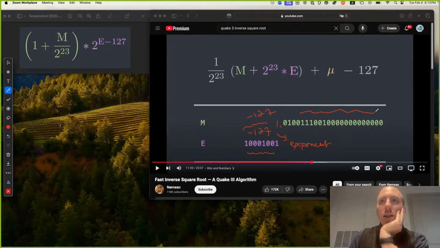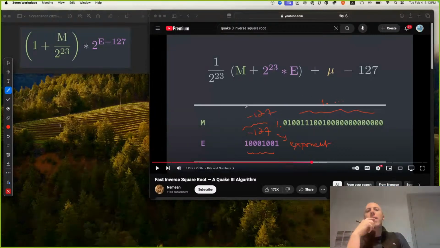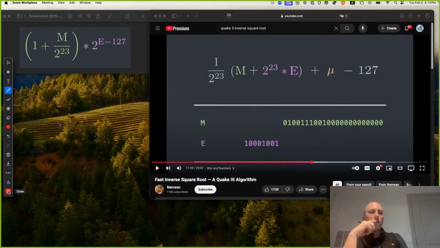And how do you get the actual mantissa? You just do 1 dot and then the bits in front of it. That's it. That's the number.